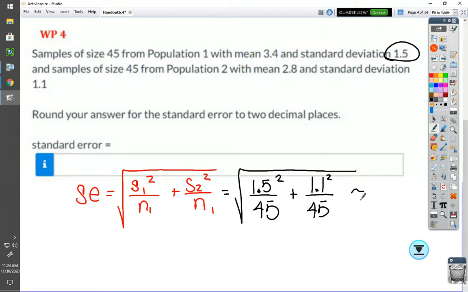Take your calculator, take Desmos, take whatever it is you're utilizing. Make sure everything is under the square root. We're supposed to round to 2 decimal places. When I round mine, I get 0.28. We have a standard error in our calculation, which means movement from the center of 28 hundredths.